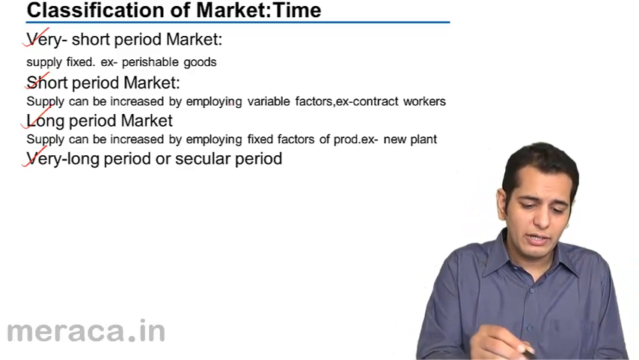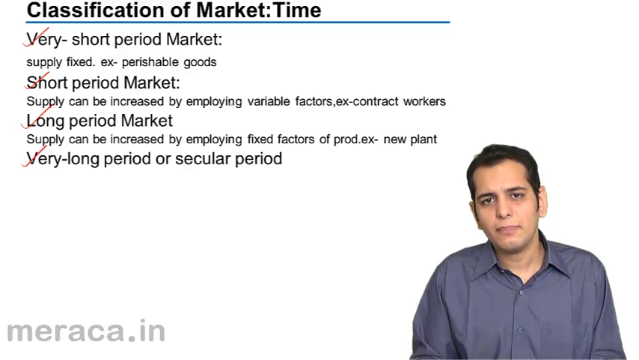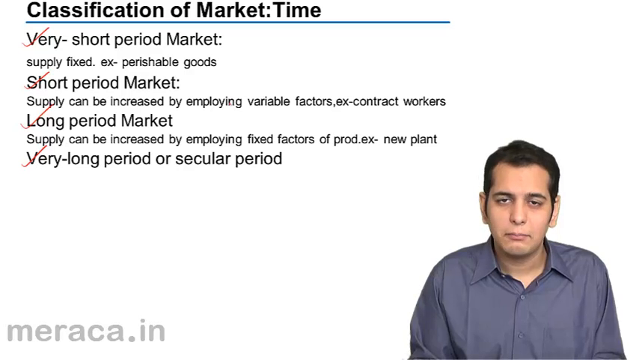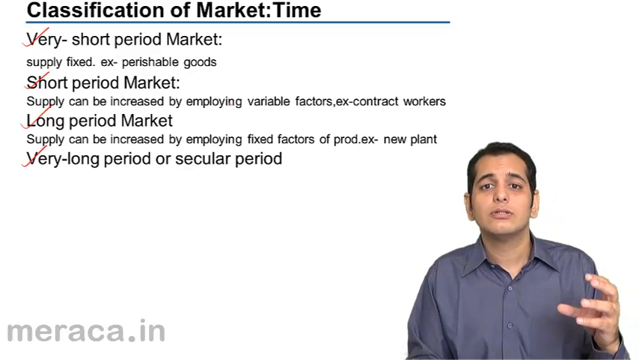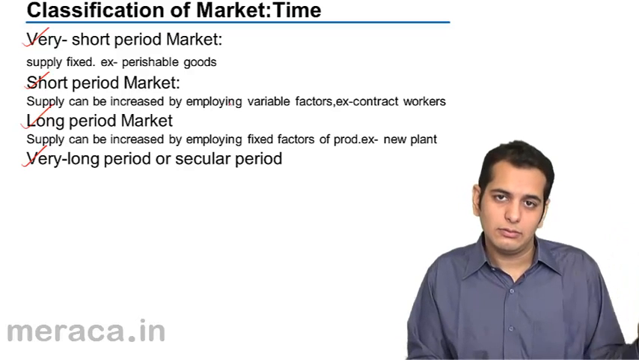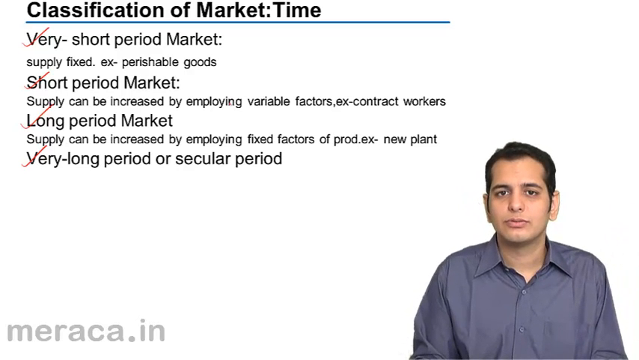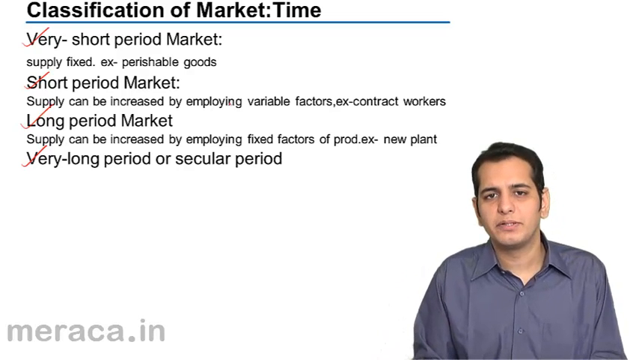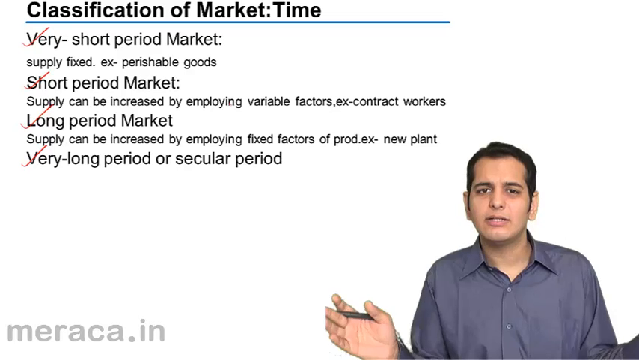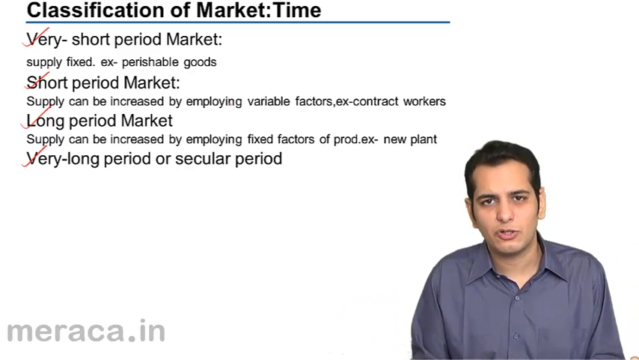So, what kind of goods have a short period market? Generally, goods like garments, goods like pens, they have a short period market. Their supply can be increased or reduced in the short period.